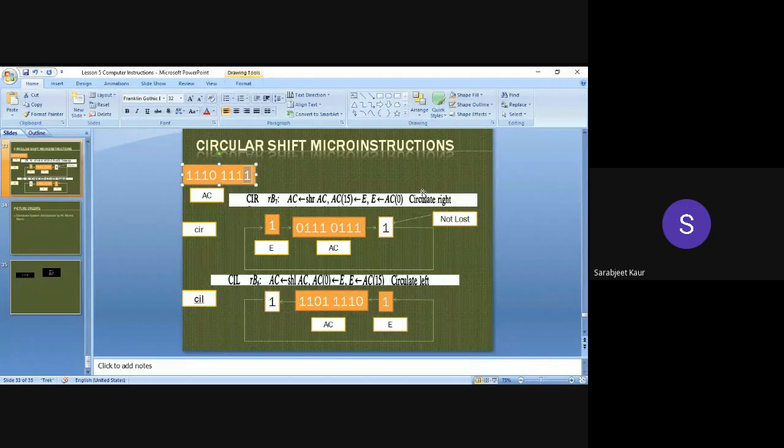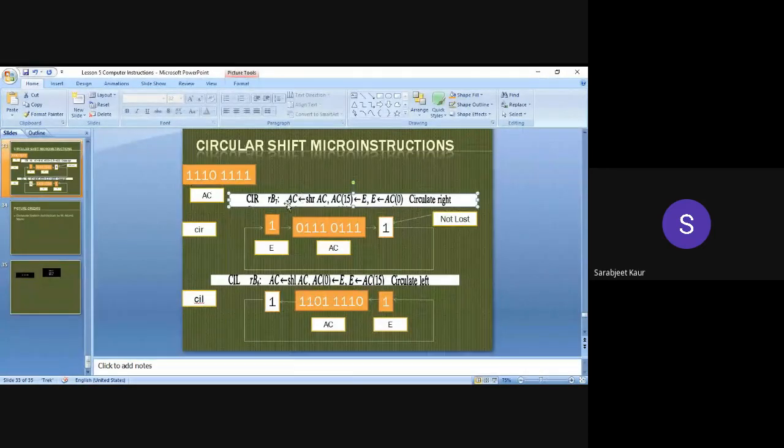Is this clear? Is it clear to you what is happening here now? Yes, ma'am. Any problem? No, ma'am. Okay, so that concept is also clear to you now, that one machine instruction is equivalent to so many micro instructions, right? There are so many micro operations which have been performed here.